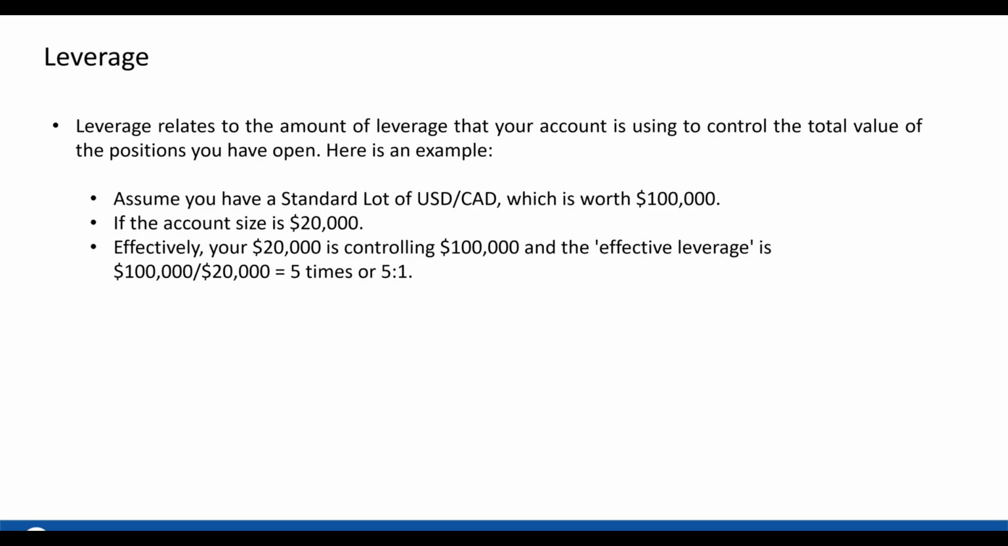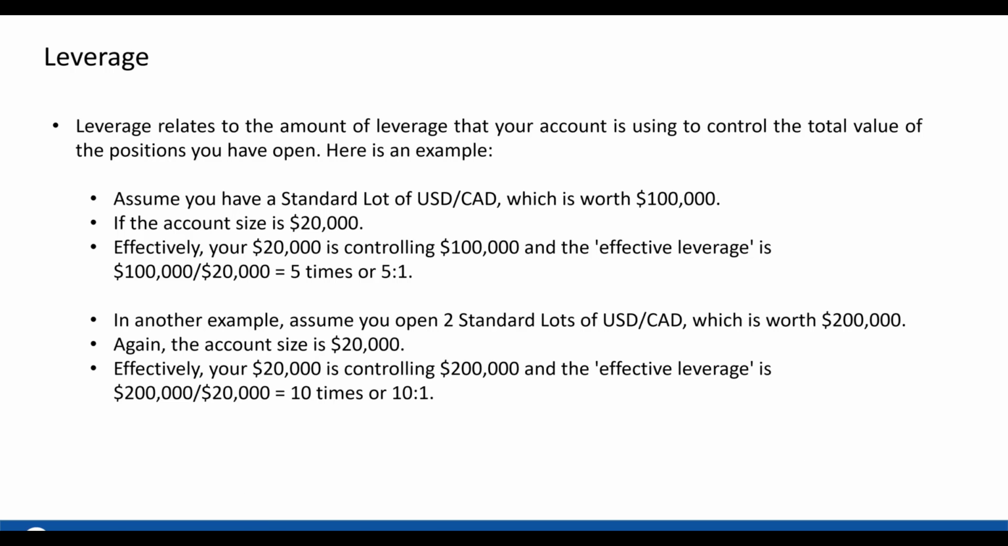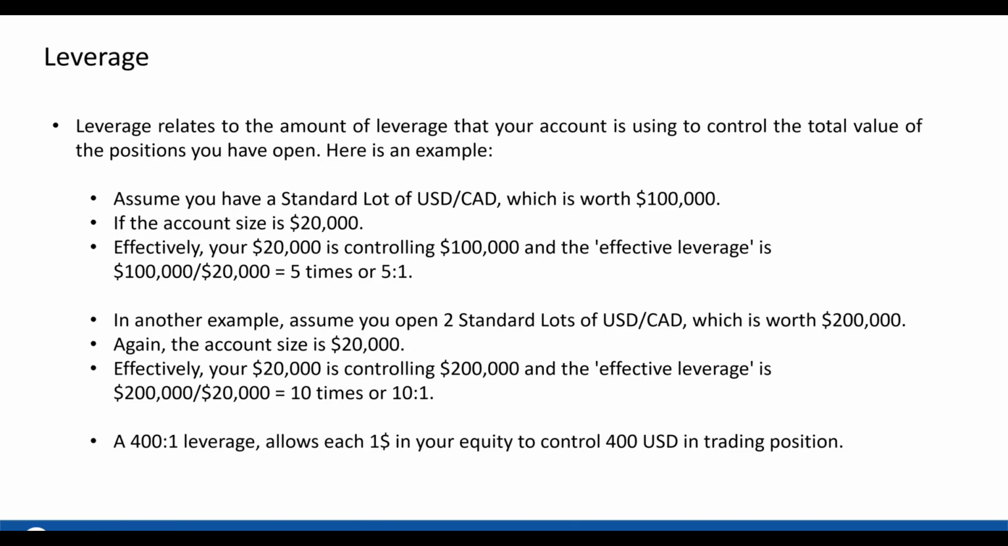Here's another example. Let's assume that we have 2 standard lots open of US dollar, Canadian dollar, which is worth $200,000. Again, assume the account size is $20,000. So here we have the $20,000 account controlling a $200,000 position, and the effective leverage is 200,000 divided by 20,000, which equals 10 times, or 10 to 1. A 400 to 1 leverage allows each $1 in your equity to control 400 US dollars in a trading position.